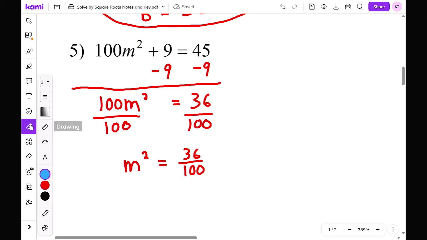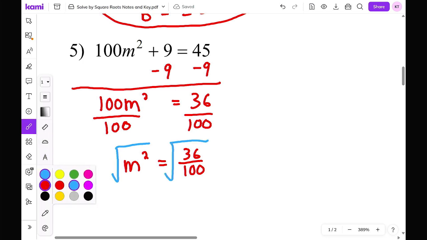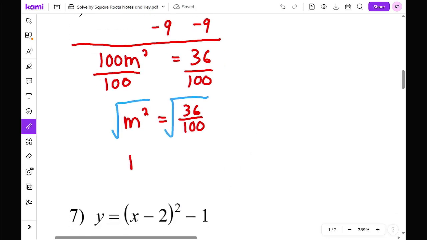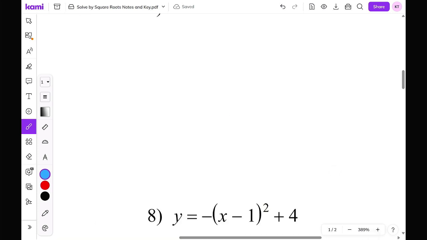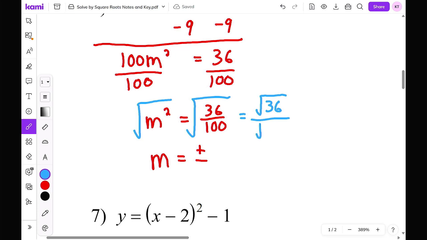So again, like the previous two questions, I'm going to square root both sides. When I square root both sides, I will get m is equal to, again, we'll have our plus or minus, but now we might be thinking about how do I square root a fraction here? And if I notice with 36 and 100 is that they are both perfect squares. So I can think of this as the square root of 36 divided by the square root of 100, because we can simply break down each one of those.